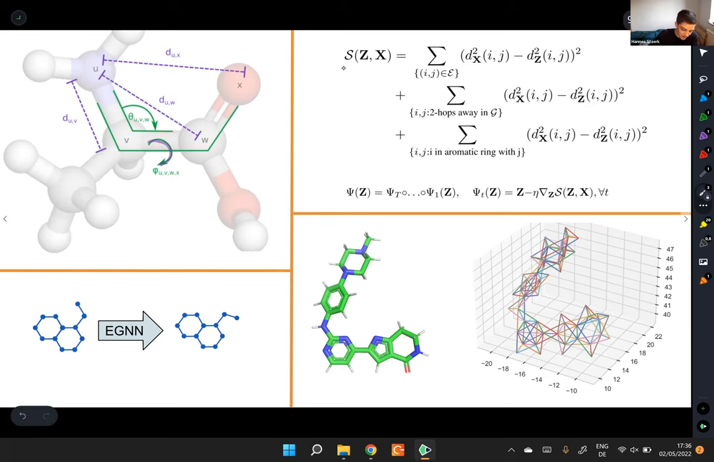If we were to keep three hop distances fixed as well, so one, two, three hop, then we would not be able to change the torsion angle here, right? If we were to rotate this atom to over here, now our oxygen is here, then this distance would have changed as well.